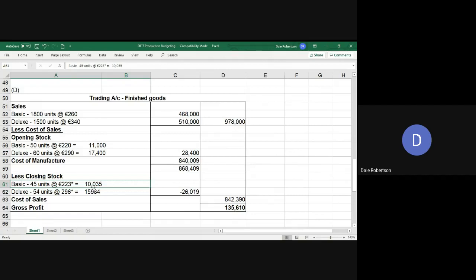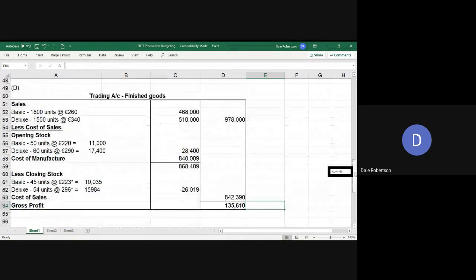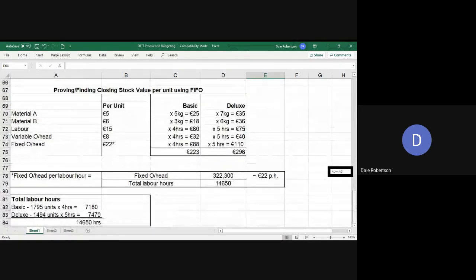You add these two together to get your 26,019, which you subtract closing stock to get your cost of sales. And finally, you subtract this from this to get your gross profit. That is how to do a tricky part D, where you have to calculate the closing stock using the first in, first out method.